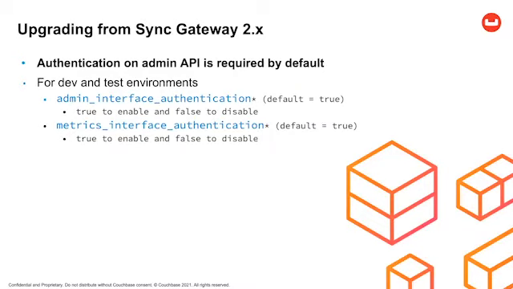Once again, if you're upgrading from the existing Sync Gateway cluster to 3.0, note that this is a breaking change because authentication on the admin API is required by default. So if you are using the admin API for any reason, there isn't any authentication support today. Now, exclusively for dev and test environments, we have an opt-out option. You can opt out of authenticating the admin REST endpoint, but we would strongly recommend that for production deployments, you go with the default, which is really the best practice.